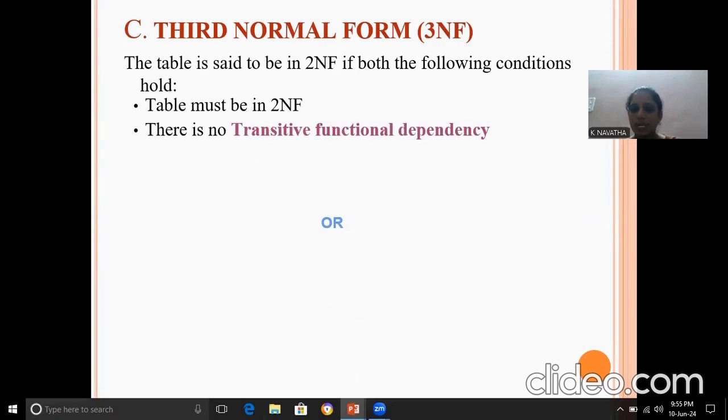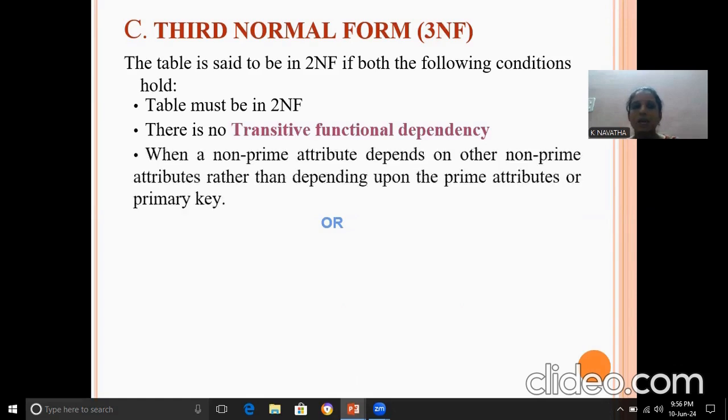No transitive functional dependency means that a non-prime attribute should not depend on another non-prime attribute, rather than depending upon the prime attributes or primary key. For example, we are taking three persons. A is a prime attribute, that is a unique value. B is a non-prime attribute, a non-unique value. C is also a non-prime attribute, a non-unique value.